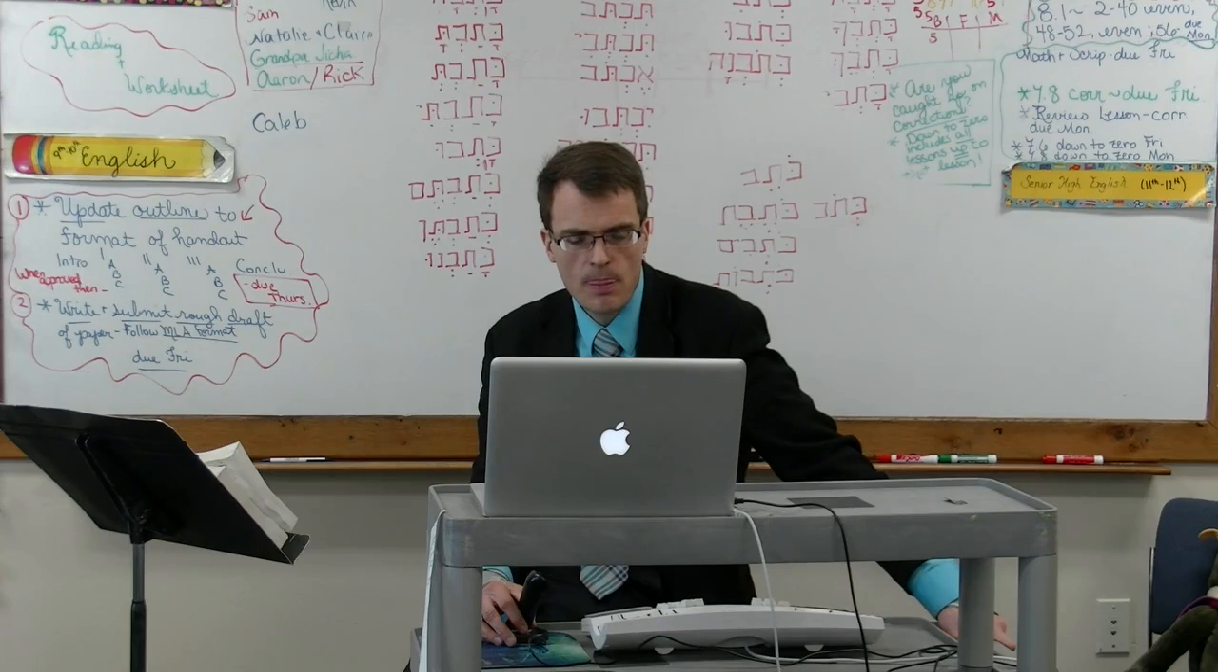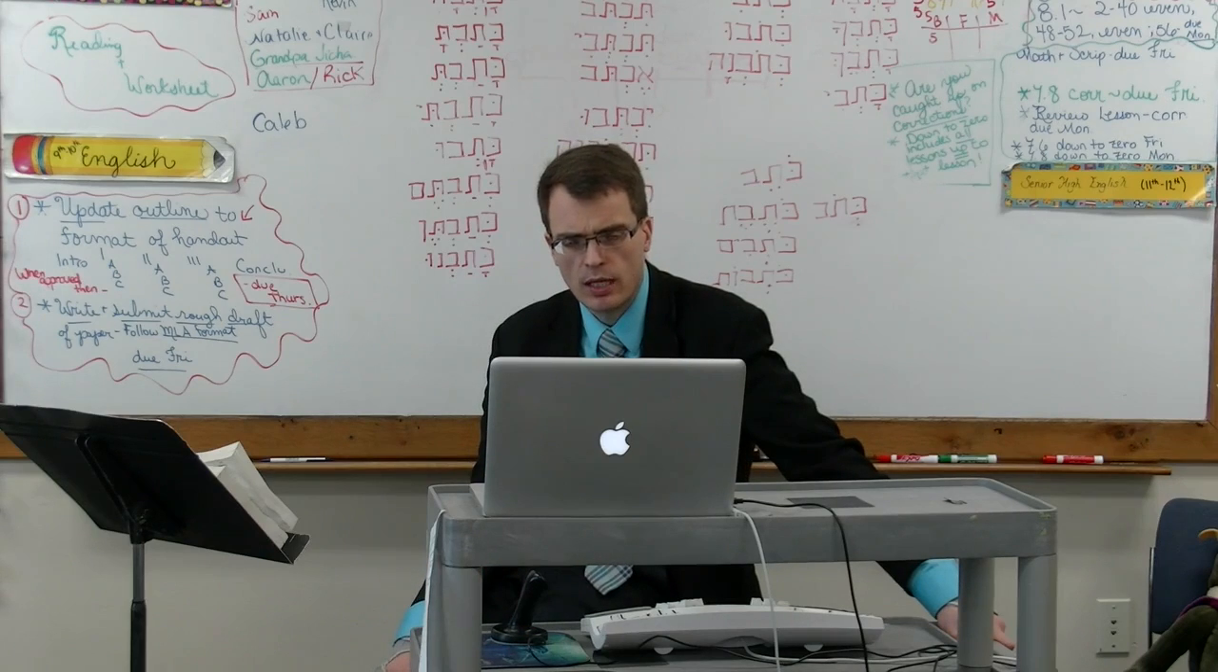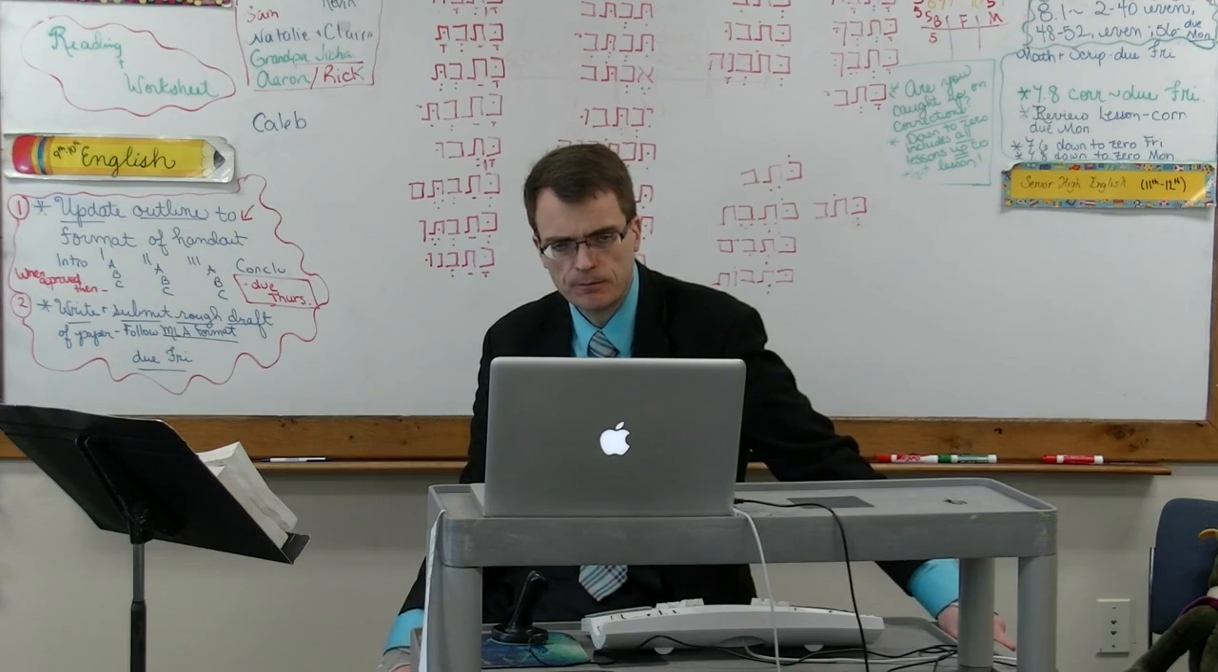Vehayu. What's the parsing for vehayu? It is a consecutive of hayah, imperfect 3M plural. You say imperfect or perfect? I have imperfect on my thing, but it's supposed to be perfect, I think. Yeah, it's just the perfect. And that vav on the front, what's the difference? Notice it's just vav with sheva, not vav patach plus doubling.